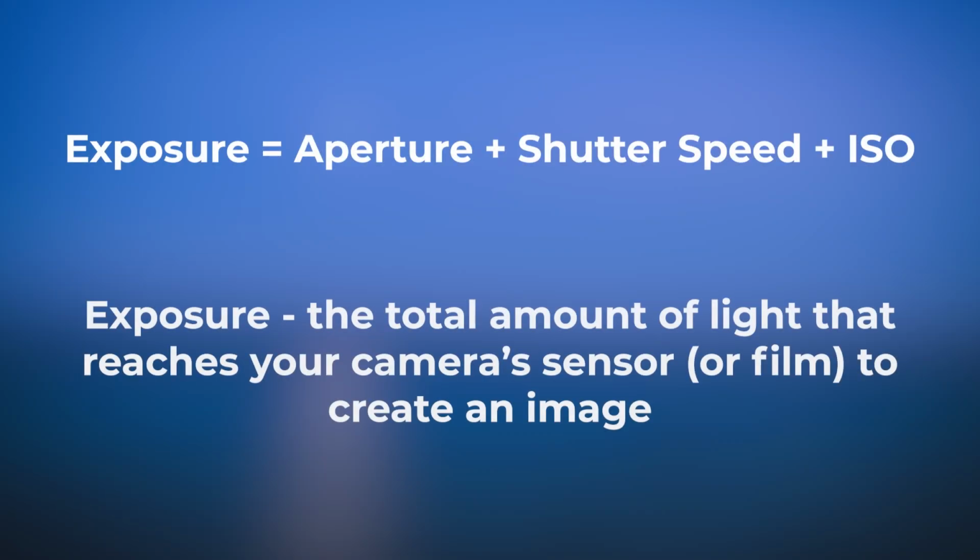Another simple solution to this is to also try to add more light into your scenes so that you can lower your ISO as well. ISO, shutter speed, and aperture all work together in order to create what is known as the overall exposure of your image.